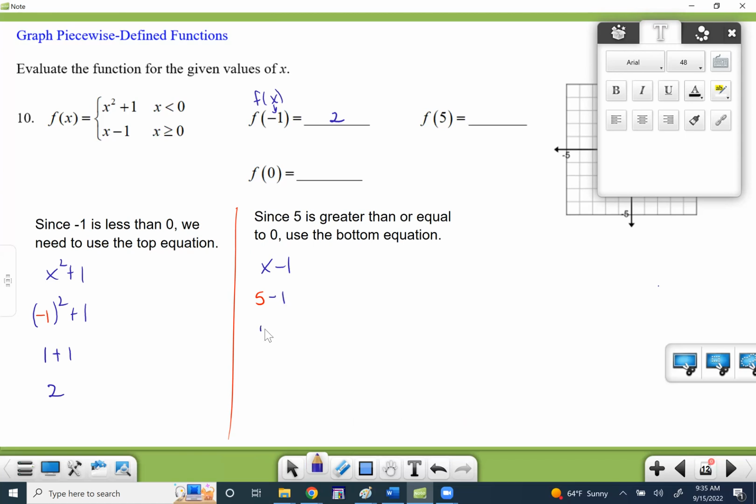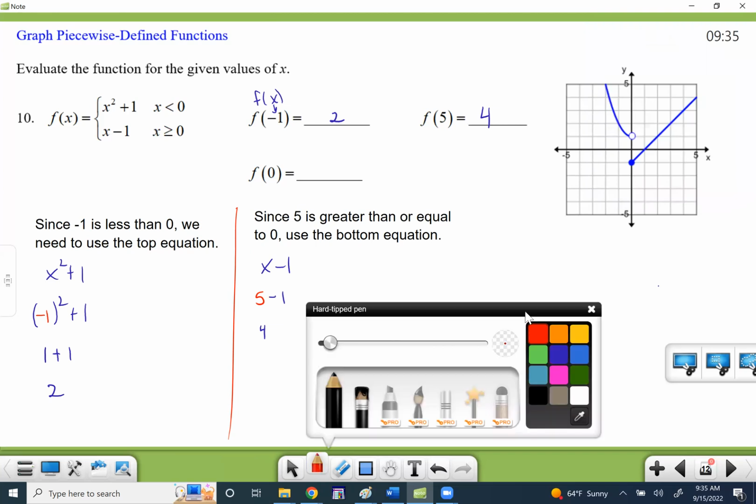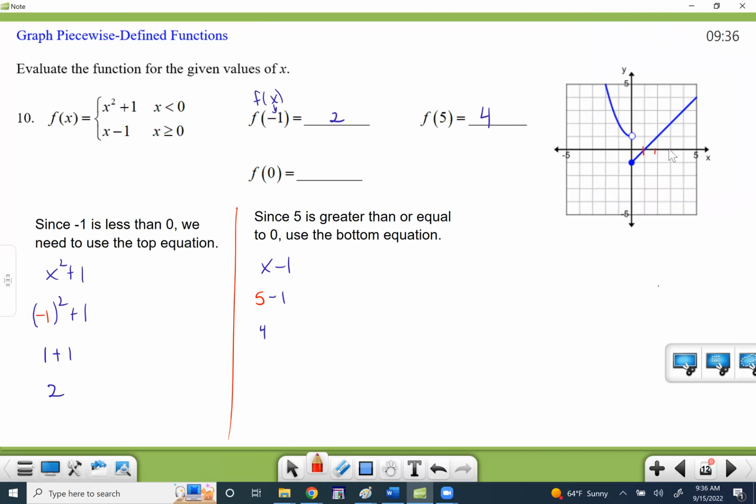5 minus 1 is 4. So the answer should be 4. We go to our graph and we go to where x equals 5. 1, 2, 3, 4, 5. If we go to the y value, right, we go up 1, 2, 3, 4. So indeed, the y value is 4 for the x value of 5. All right, looking good so far.